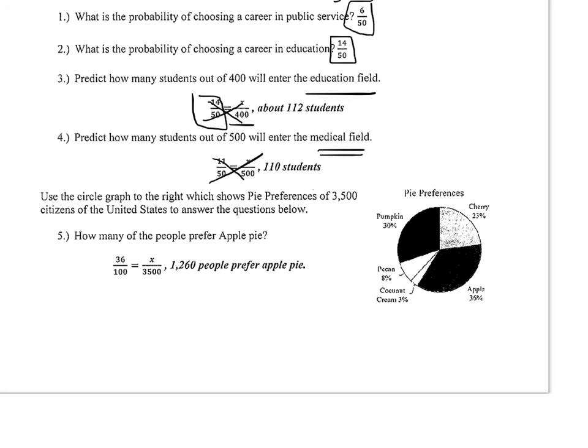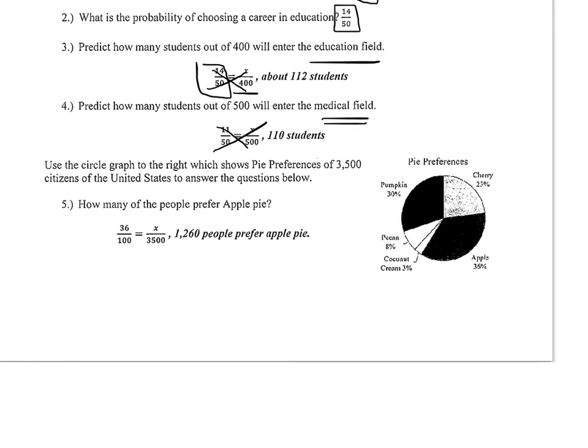Another way the information can be presented is in a graph. So you notice we have a circle graph here. And we're looking at the number of people, their pie preferences out of 3,500 citizens. So question 5, I'm looking at those that like apple pie. So here's my apple pie.